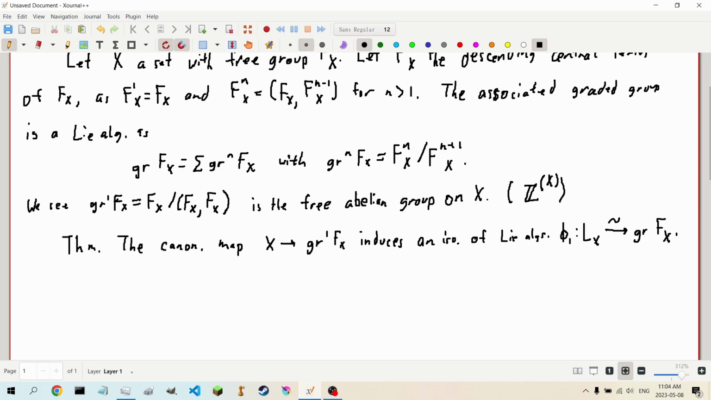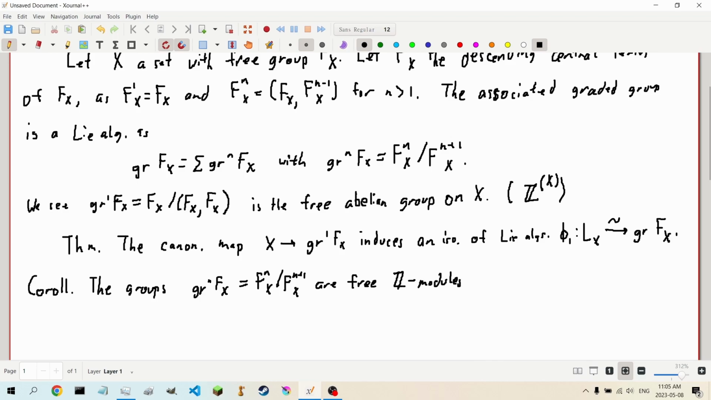That comes with a corollary. The groups gr^n F(X), which is F^n(X) over F^(n+1)(X), are free Z modules, and if X is finite with cardinality D, then the rank of gr^n F(X) is just L_D(n).